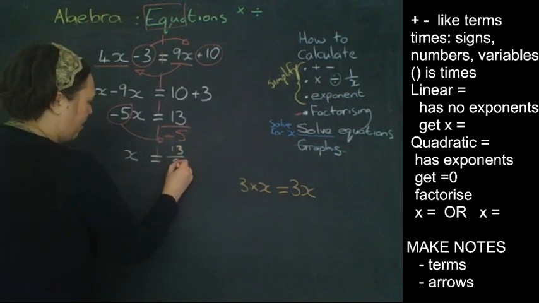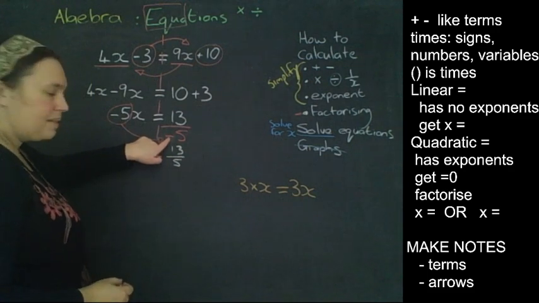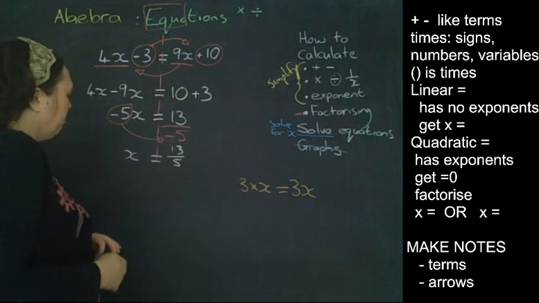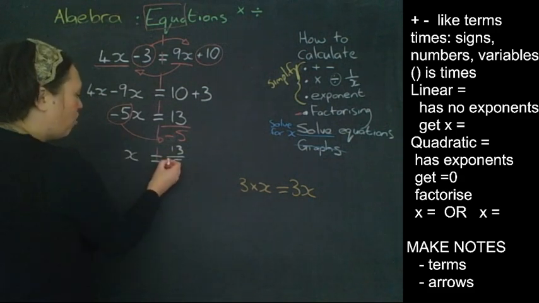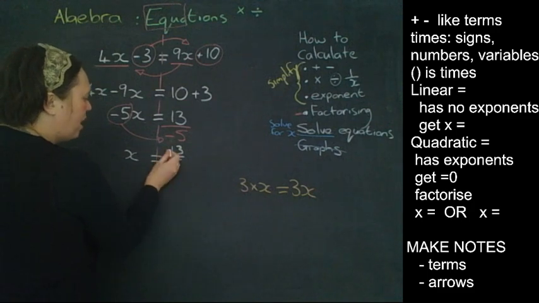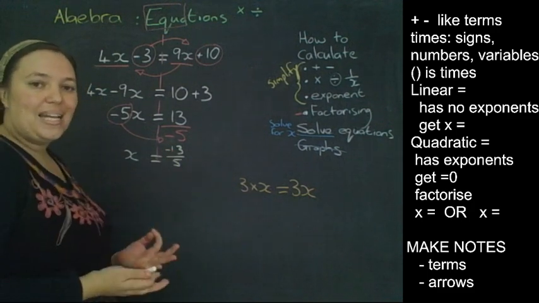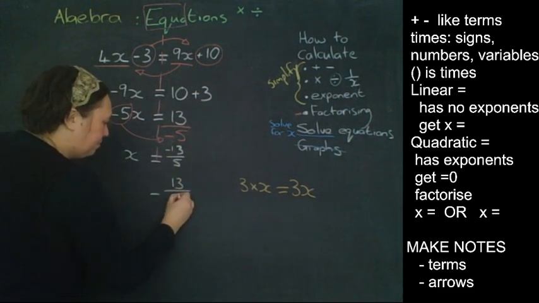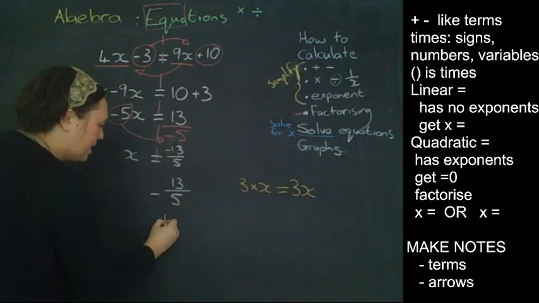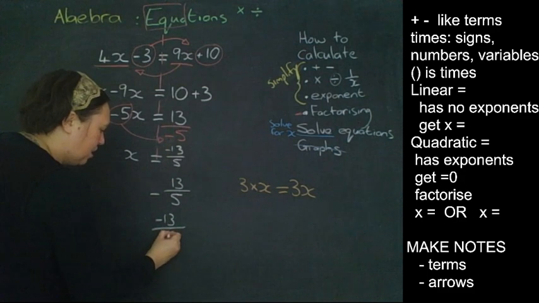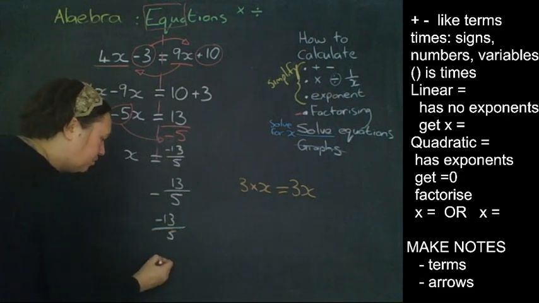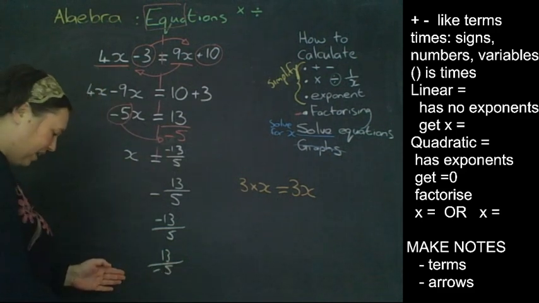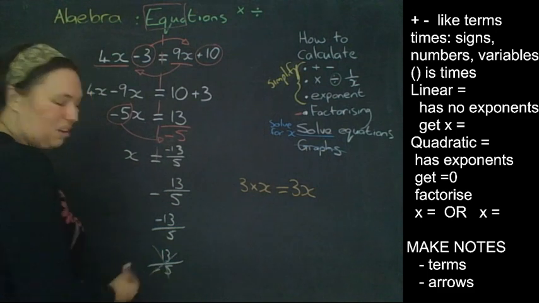13 over minus 5. But this minus, we don't like minuses at the bottom in maths. It's just a small little thing. Nobody ever does it. It's not wrong, but we don't like it. So we rather write the minus at the top because it doesn't matter where we put it. If we say minus 13 over 5, it's the same thing as 13 over minus 5. It all means exactly the same thing. But for some reason in maths we just don't like that.